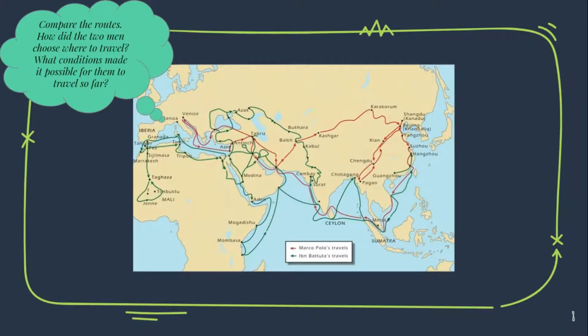So just really quickly, in your brains for a moment, compare these two routes. How did the two men choose where to travel, and perhaps what conditions made it possible for them to travel that far? Right? What are some pros and cons to that as well?